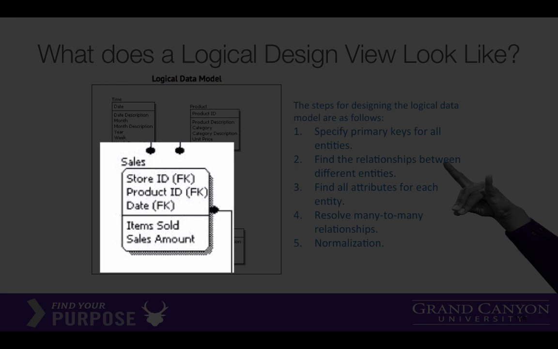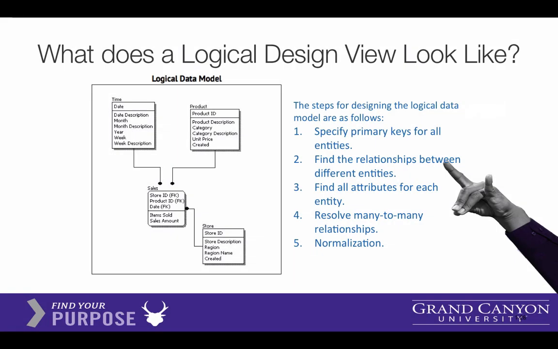So you can see down here in the center that this example shows sales as an entity, or you might think of this as an order. So a sale is going to have an ID from the store, so we know which store it came from. A sale is going to have product ID, so we know which item was sold. It's going to have a date. So those are foreign keys that talk to other entities.